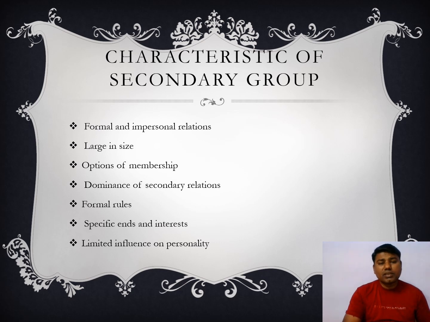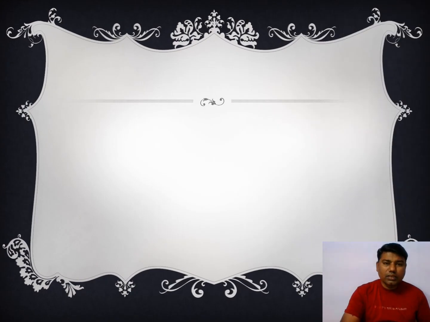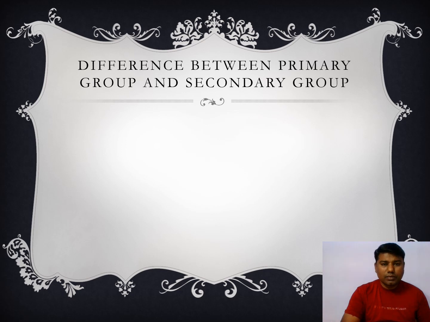Then limited influence on personality. As I have explained earlier, primary group plays a pivotal role in influencing the personality of the members and plays a very dominant role in socializing the individuals. In case of secondary group, there is limited influence on personality. So students, these are the important characteristics of secondary group.